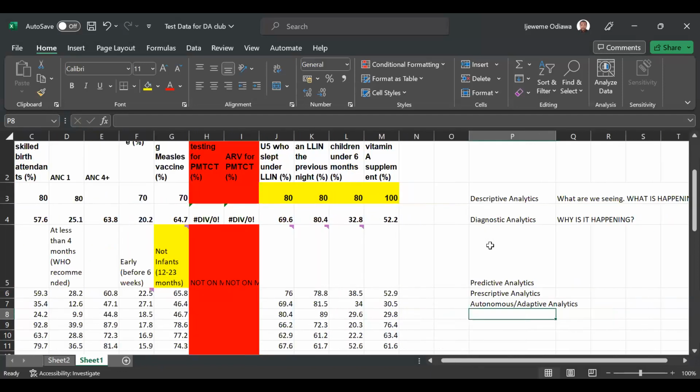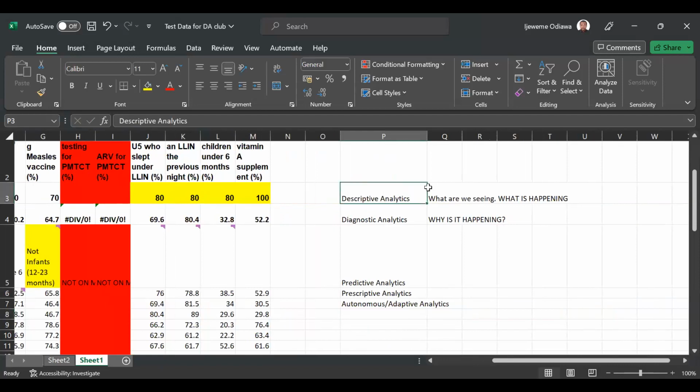So when we are talking descriptive analytics, what are we talking about? Anybody has any clue?